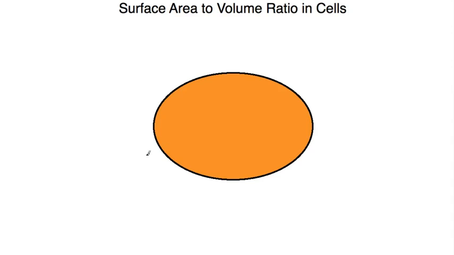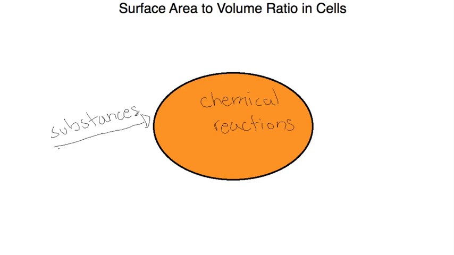Let's look at the importance of surface area to volume ratio in cells. So here we have our cell, and in the cell there are many chemical reactions occurring. And for these chemical reactions to occur, substances need to be taken in, and waste products from these chemical reactions need to be removed.